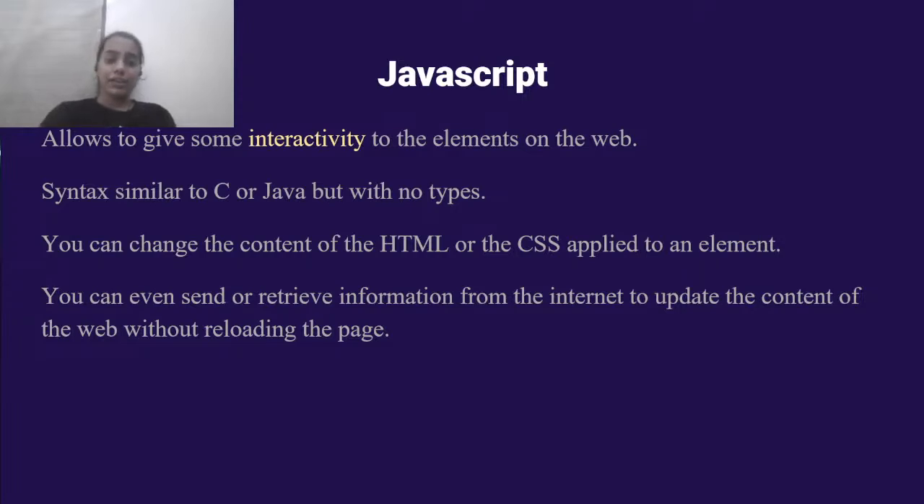And you can even send and retrieve information from the internet to update the content of the web page without reloading the page. So now JavaScript is a very high level, dynamic, versatile programming language that is primarily used for developing interactive and dynamic content on websites. It is often referred to as the language of the web because it is a fundamental technology for creating client-side interaction in web browsers. JavaScript allows developers to build dynamic web applications, add interactivity to their websites, manipulate the DOM, and communicate with servers to send data.